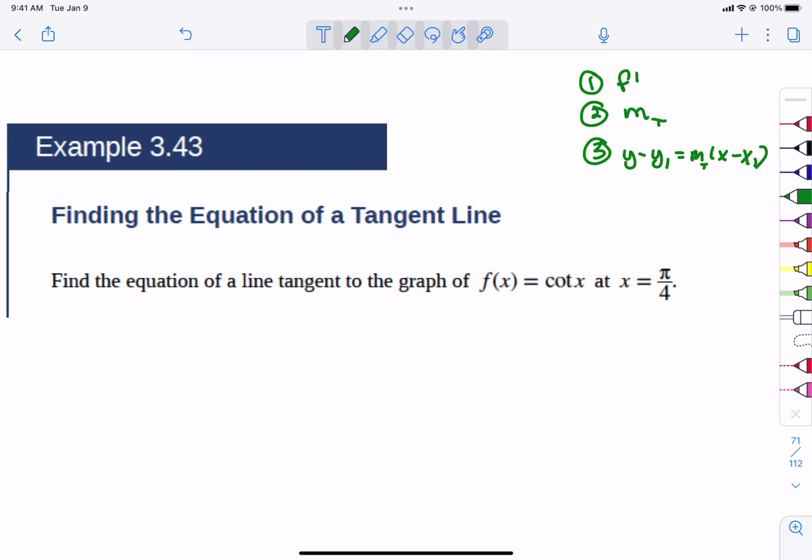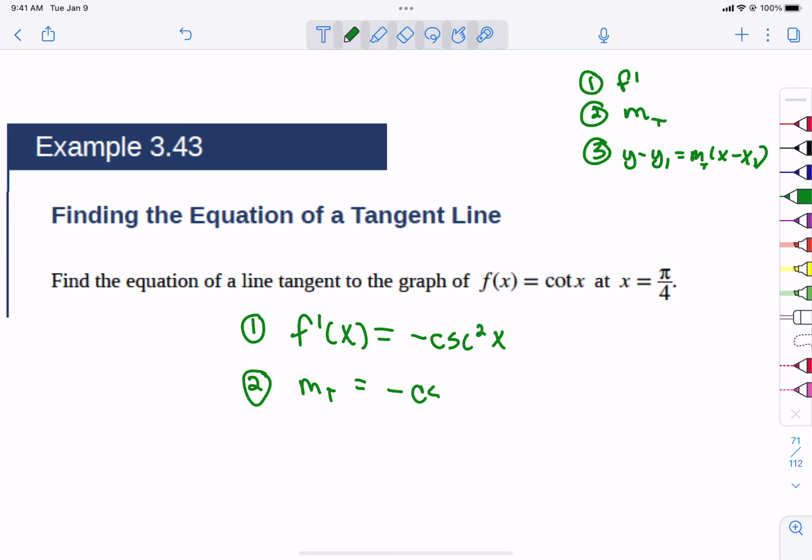Okay, so first step, find the derivative. So the derivative of a cotangent. I always go to what the tangent is, and then it helps me remember what the cotangent is. Tangent was secant squared, so the cotangent is negative cosecant squared. The second thing we have to do is calculate the slope of the tangent by plugging in the x value that they have given us. So we get negative cosecant squared of pi over 4.